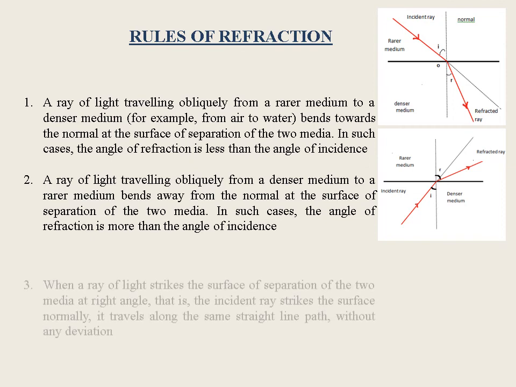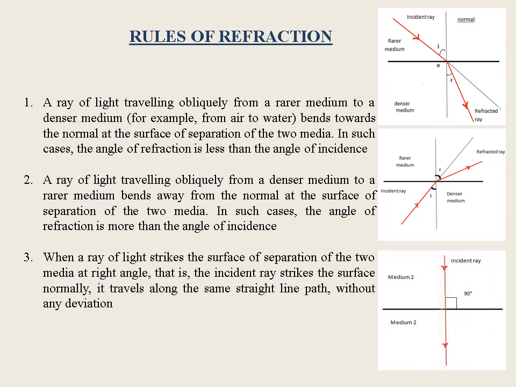When a ray of light strikes the surface of separation of the two media at a right angle, that is, the incident ray strikes the surface normally, it travels along the same straight line path without any deviation. If the path of light is reversed, it retraces its path.